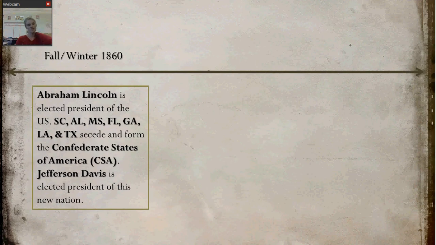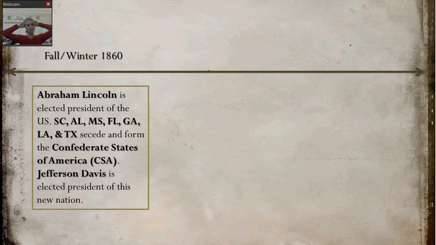Okay, so the first major event that really kicks the whole thing off takes place in the fall and winter of 1860 as Abraham Lincoln is elected the 16th president of the United States. Between the time he's elected and the time he is inaugurated, South Carolina, Alabama, Mississippi, Florida, Georgia, Louisiana, and Texas all secede or separate themselves from the Union and form the Confederate States of America. The thing to remember about Confederate is that it means your state is more important than your federal government. So states are the key to a confederation.